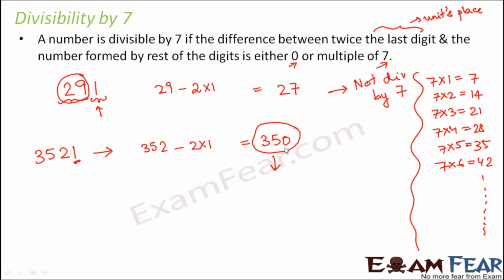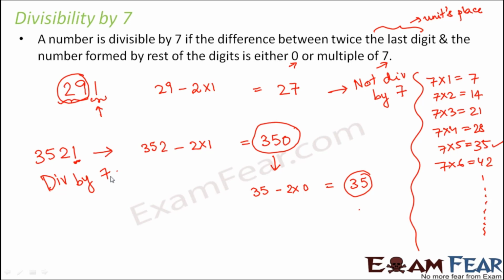So what we do, we repeat the same process. Which is the last digit? 0. Multiply it by 2 and then subtract it from the rest of the number, that is from 35. So 35 minus 0 is equal to 35. Now can you tell if 35 is divisible by 7? Yes, it is. Therefore this number is divisible by 7. So this is how we can decide whether a number is divisible by 7 or not.